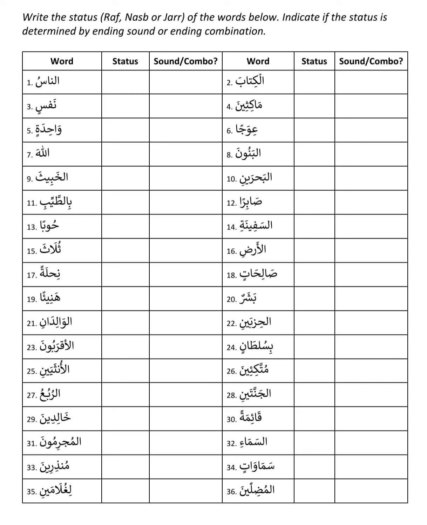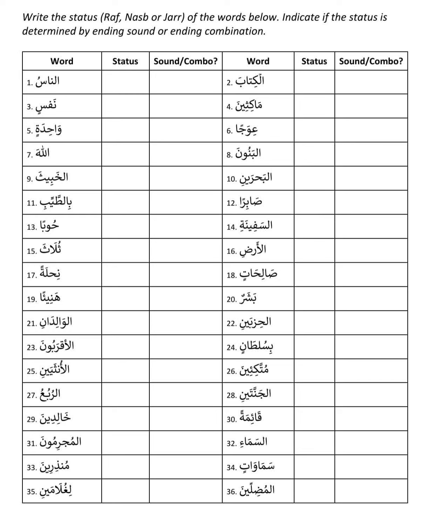30. Kaimatan, I think. If it's kaimatan, then like Muslimatan. So it is nasib. It's also a sound, not a combo. Mujrimuna, like Muslimuna, una ending. Una ending is a combo and it is rafa.